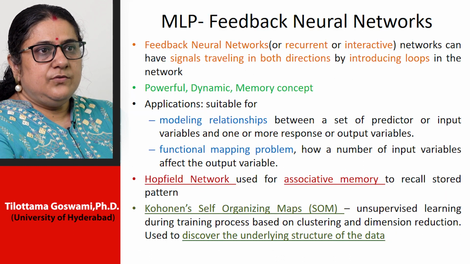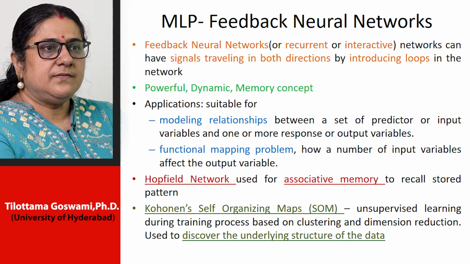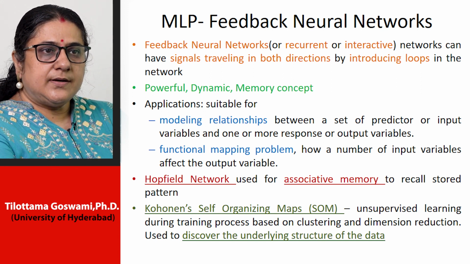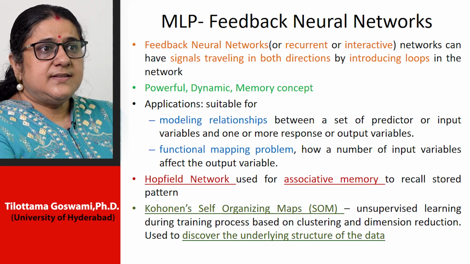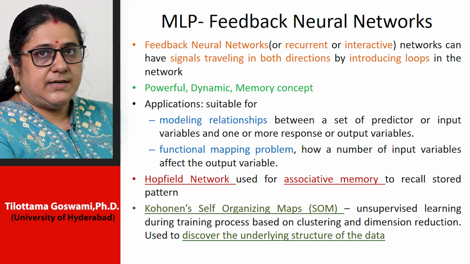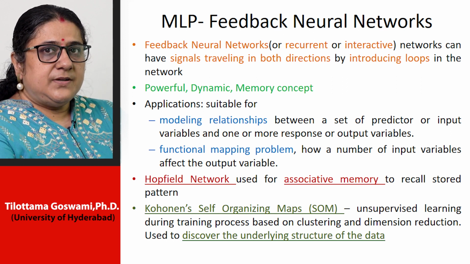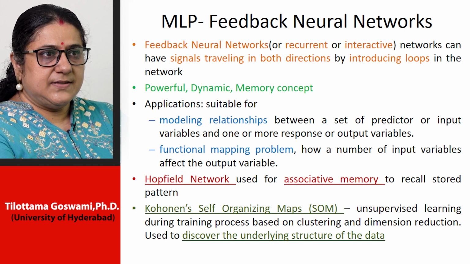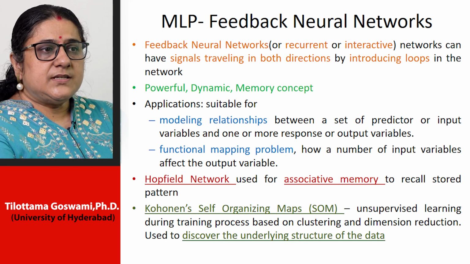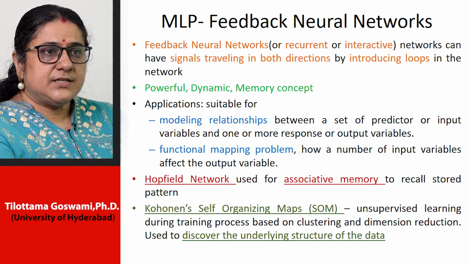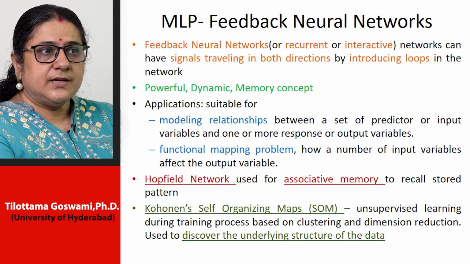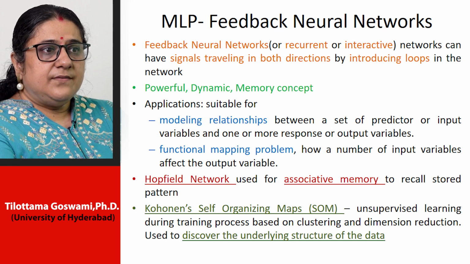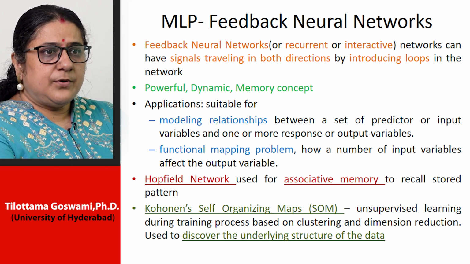There is also the feedback neural network. A feedback neural network is also called a recurrent or interactive network, where signals travel in both directions by introducing loops. The purpose and objective is to have a dynamic memory concept where you can have memory storage, and the applications are suitable for modeling relationships between a set of predictor or input variables, and functional mapping problems.